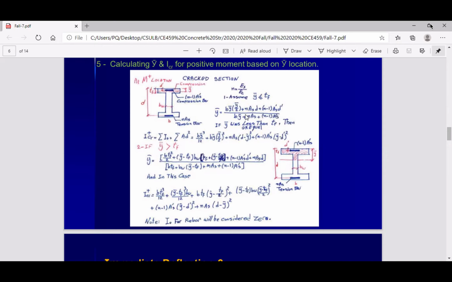You have to find a new equation. If those TFs are not equal, you have to find a new equation by yourself. How? Just start from the basics. Find the base, moment area about the base. That's it. If you understand this, that's the basic problem.